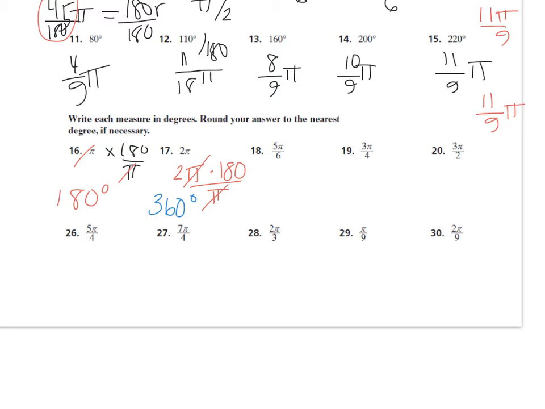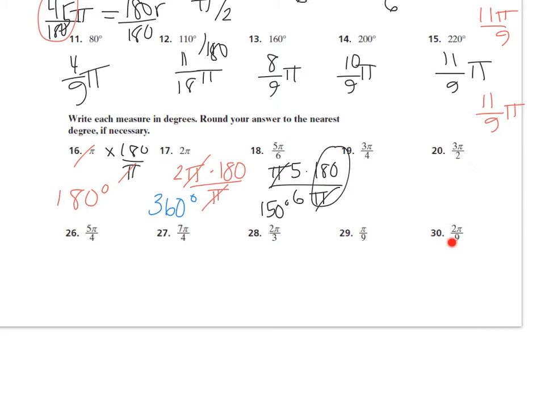And then 5 pi, so 5 times 180 divided by 6 is, these two are going to cancel out, and you're going to get 150 degrees. So you do this over and over again with the pattern. Now these all have pi's on them.